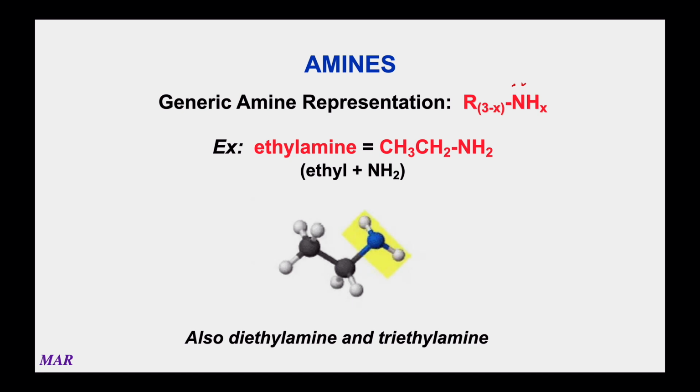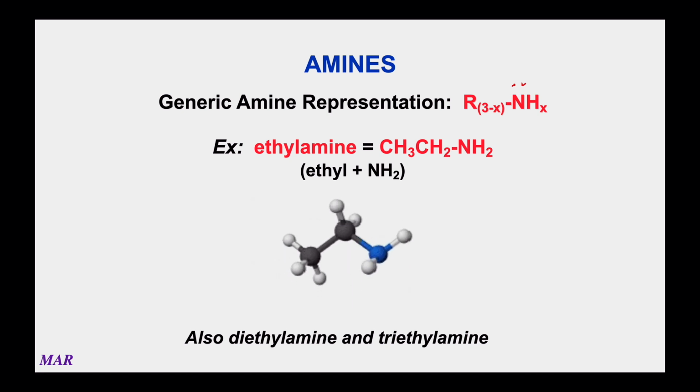Naming these for us is not usually too bad. If you have an ethyl group connected to a nitrogen and 2 other hydrogens, this becomes ethylamine. So the CH3CH2 is the ethyl group. It's connected to the nitrogen, which is an amine. No problem. Now, this is a single ethyl.